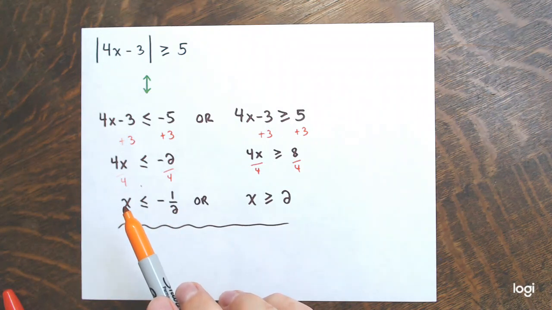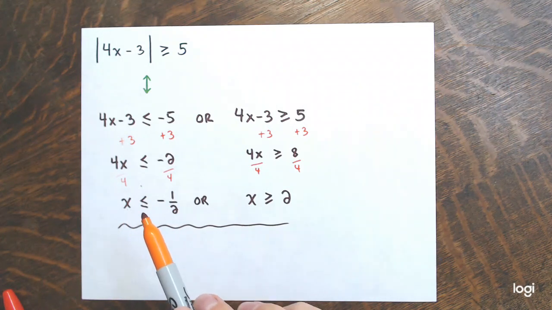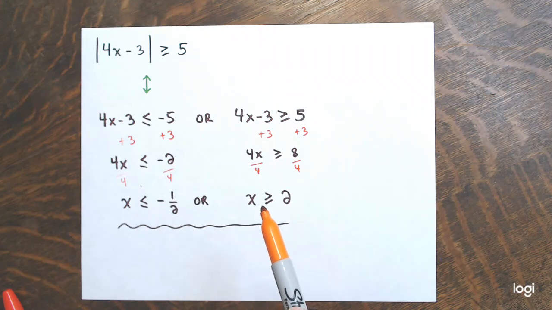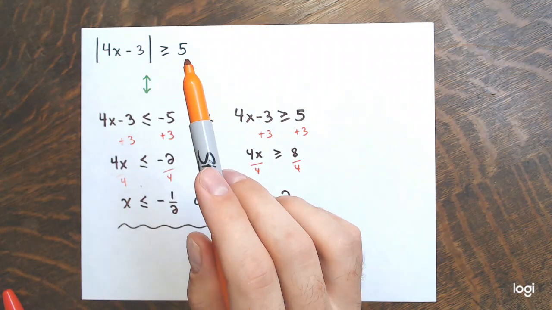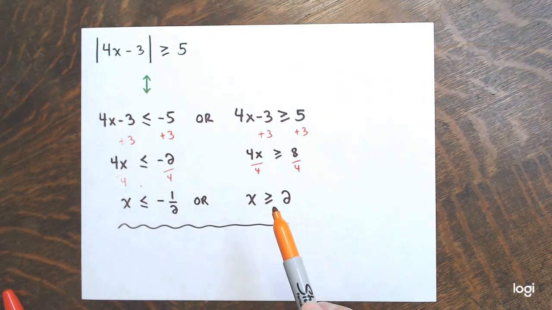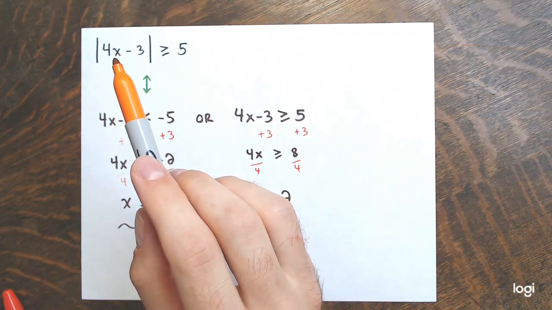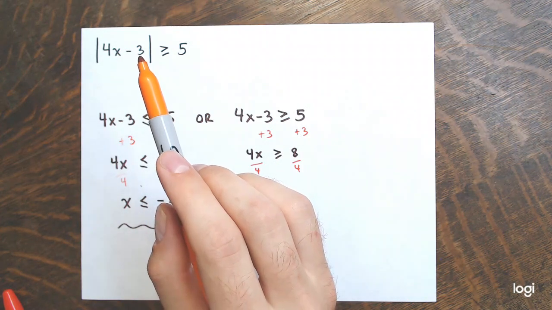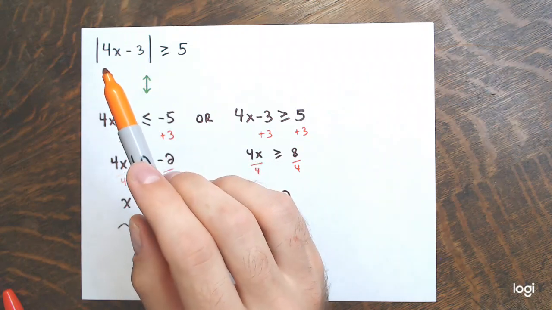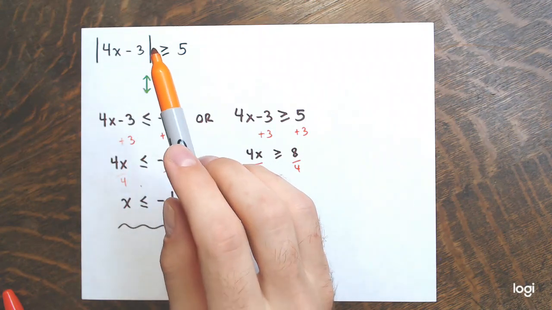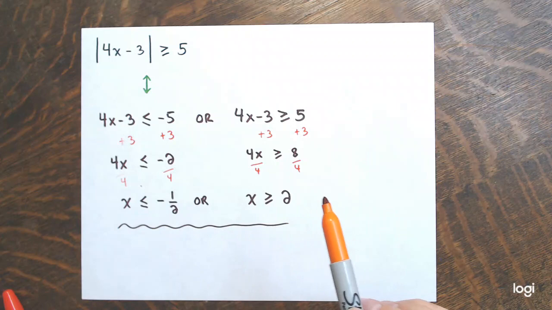Again, try some more if you want, just so you believe it. But that's pretty good. Or these numbers over here. Plug in 2. Again, you'd get 5 is greater than or equal to 5. That's true because of the equal to part. But plug in a number greater than 2: 3, 4, 5, 6, 7. Plug in 7. 4 times 7 is 28. 28 minus 3 is 25. The absolute value of 25 is 25. You'd have 25 is greater than or equal to 5. That's true. Any number greater than 2 will make this thing work as well.